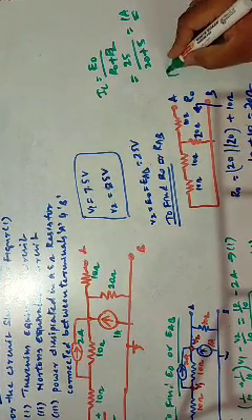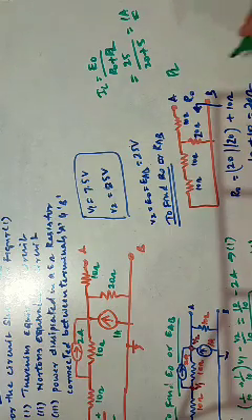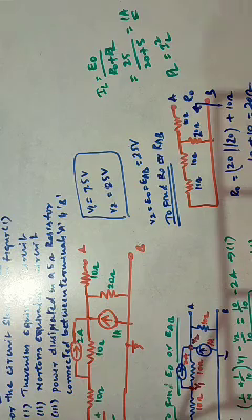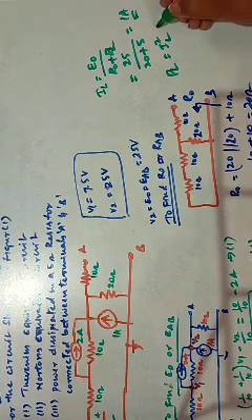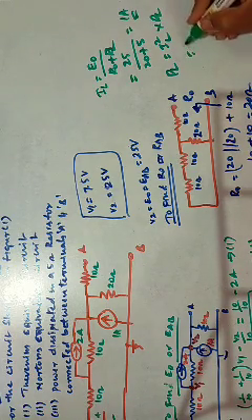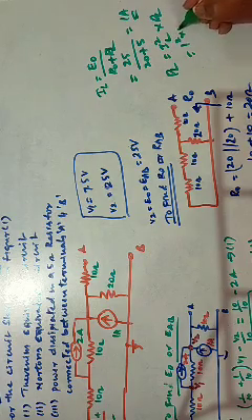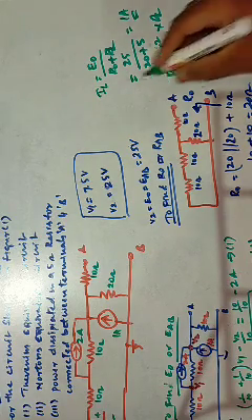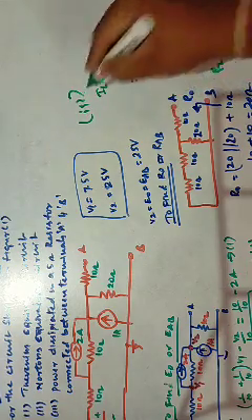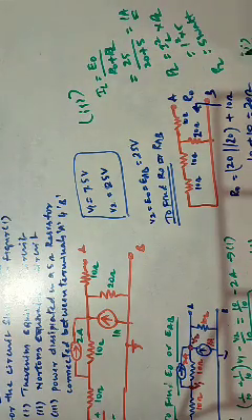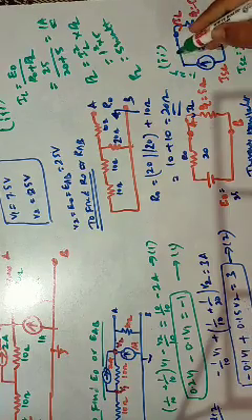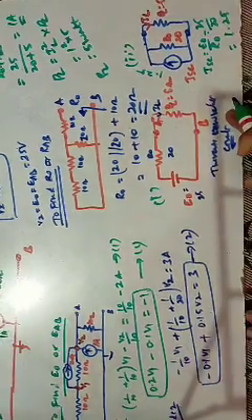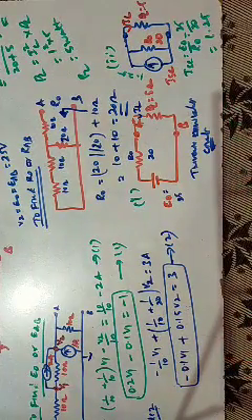Now we have to find PL, the power delivered to the load. Power delivered to the load is equal to the square of the current through the load into the load resistance RL. What is IL? It is 1 square into 5, equal to 5 watt. This is PL, the third subpart, power delivered to the load. This is the second subpart, the Norton's equivalent circuit, and this is the first subpart, the Thevenin's equivalent circuit. Okay, thank you.